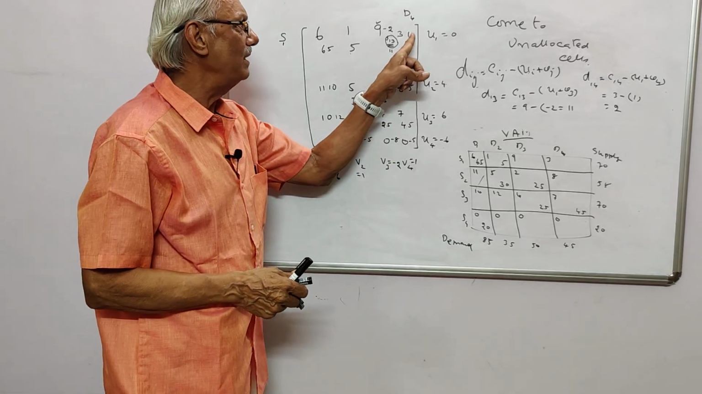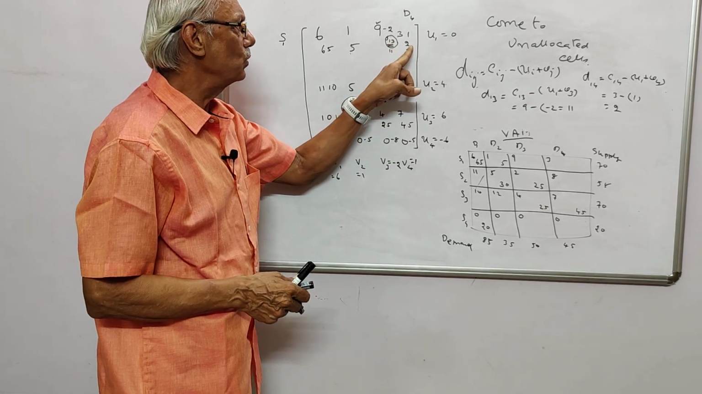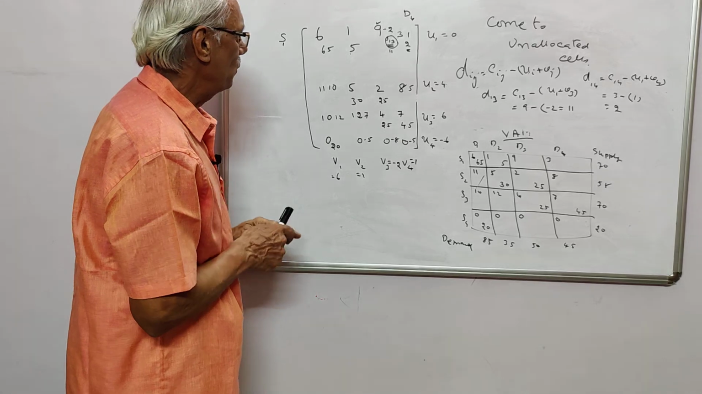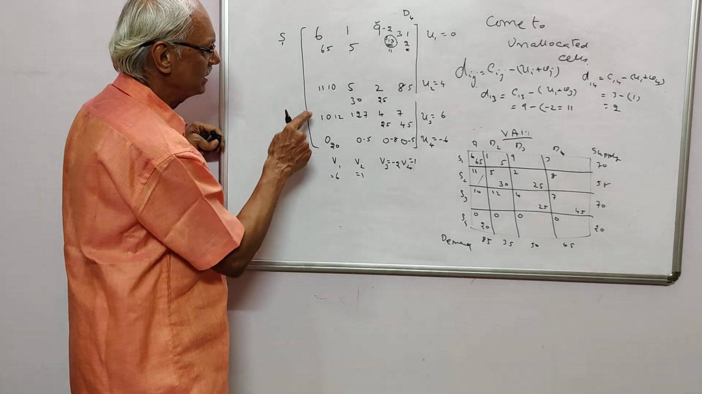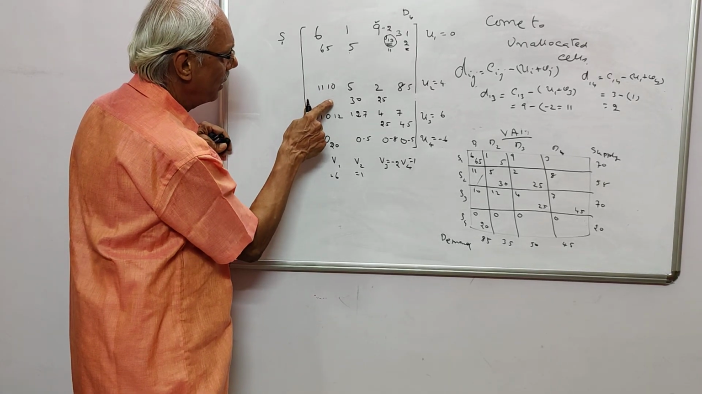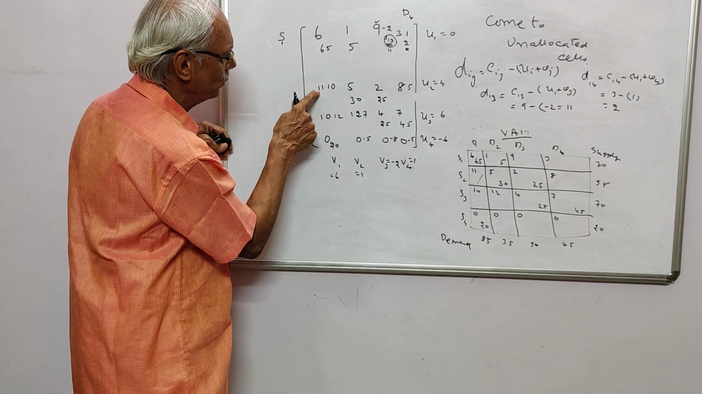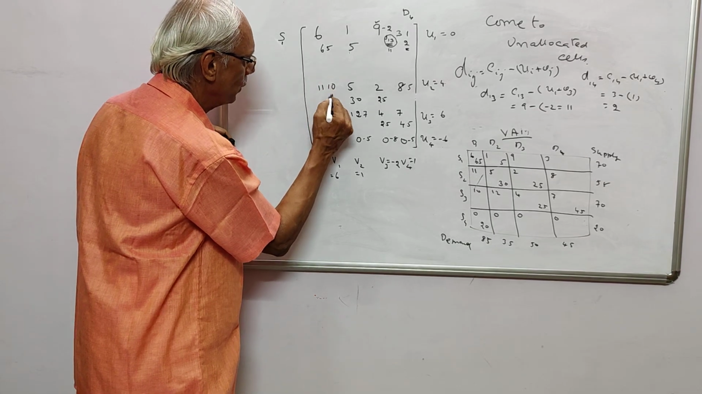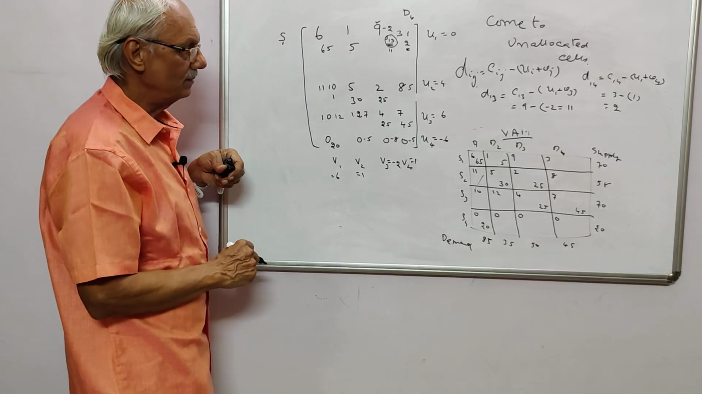What will you add with this 1 so that you will get 3? So 2. Now similarly answer this question. See, you have got 10 here. What will you add at the bottom so that you will get 11? So this is your D21.